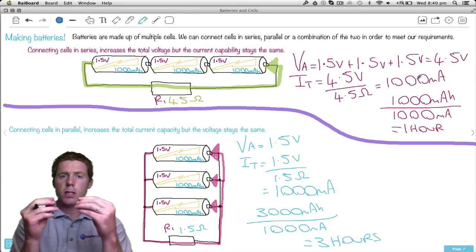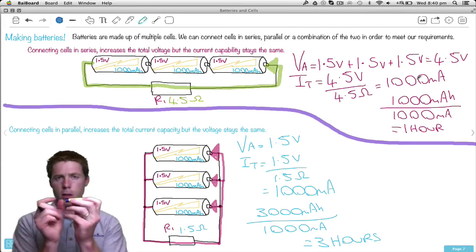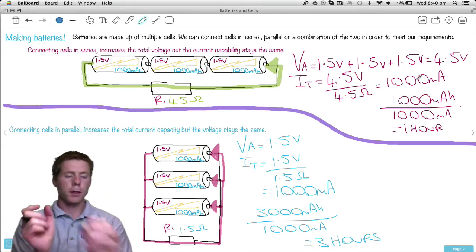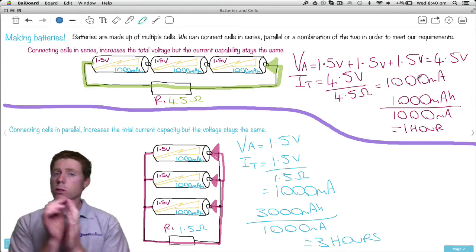Now, when we connect them in series, we do not increase in any way the total current capacity of the cell or of the battery. It's still going to last for an hour. However, we've now got 4.5 volts instead of 1.5.